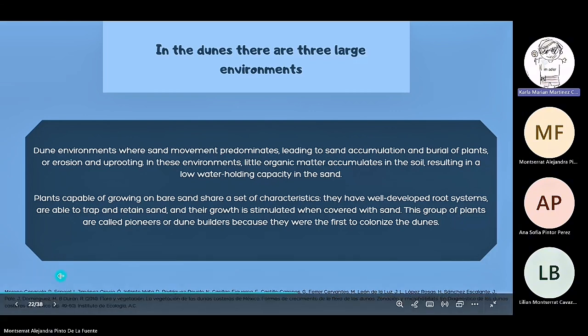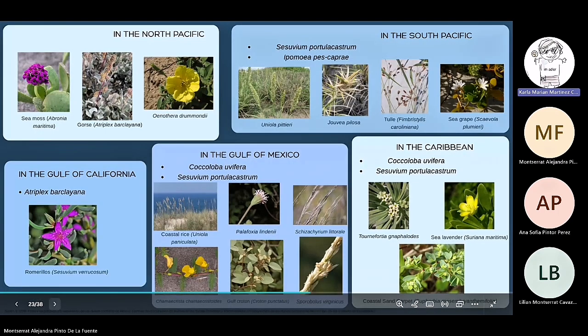Now, in the next slide, we have some examples of these. In the North Pacific, we have the chamiso and others. In the South Pacific, we have Uniola pittieri and Lluvia pilosa. In the Caribbean, we have sea lavender and coastal sand carpet. In the Gulf of Mexico, we have Gulf croton and coastal rice. In the Gulf of California, we have romanillos.